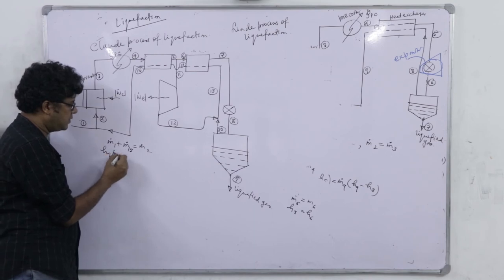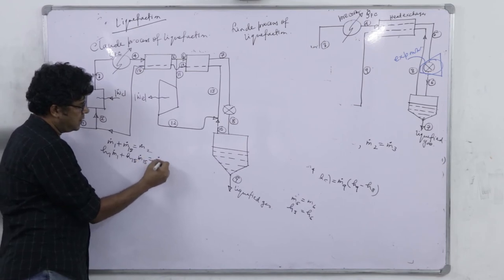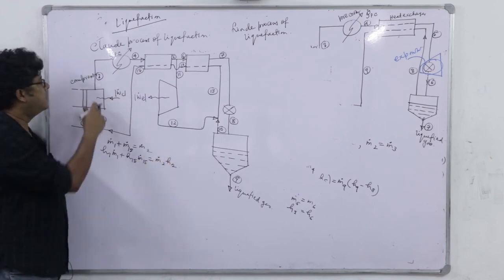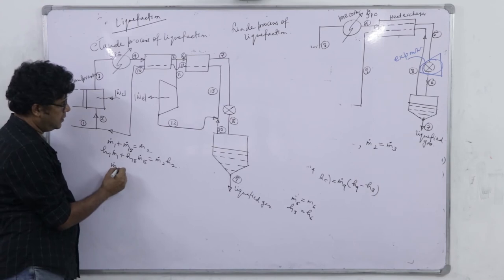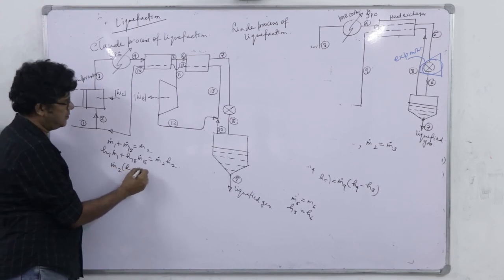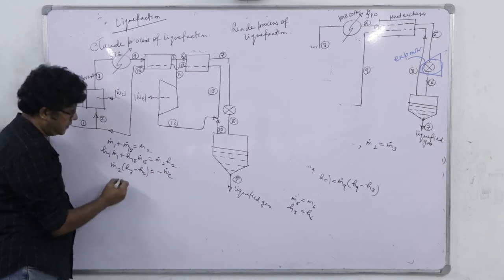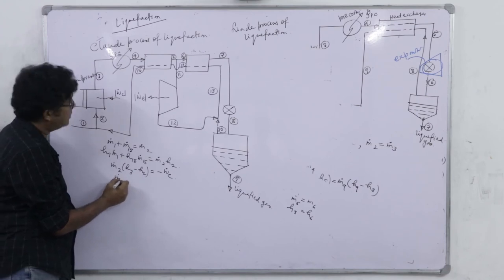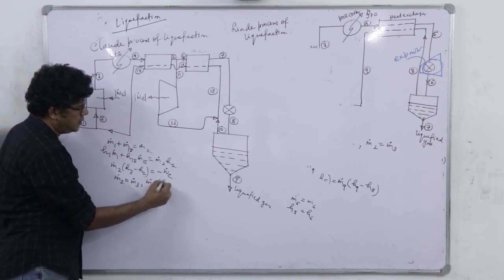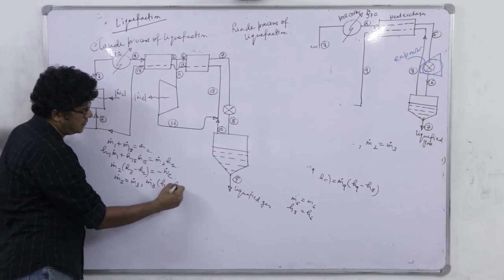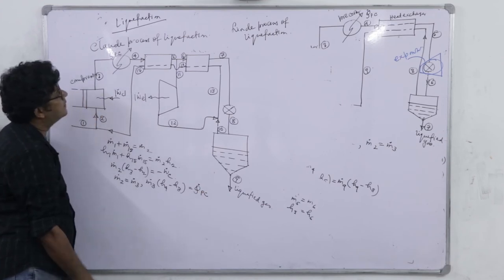So, h 1 into m dot 1 plus h 15 into m dot 15, equals m dot 2 into h 2. Next here we have the compressor. So, m dot 2 into H3 minus H2 is minus of W dot C. So, next it is the pre-cooler. Now, m dot 2 is equal to m dot 3 and m dot 3 into this H4 minus H3 we have Q dot pre-cooler, right.